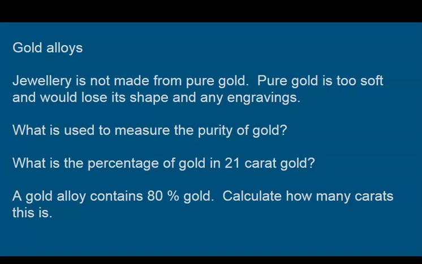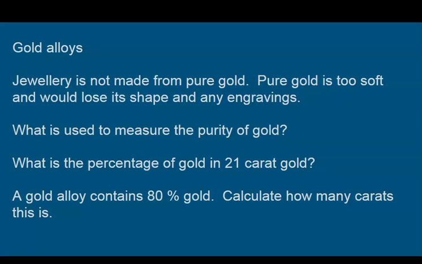How do you work out the percentage of gold in 21 karat gold? Well, that's quite straightforward. The sum is 21 over 24 times 100. You can do that on your calculators as well as I can.